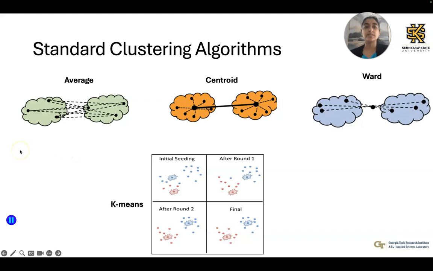We have compared some of the standard clustering algorithms of SAS Enterprise Miner. We considered average, centroid, Ward, and k-means. The drawback of these is that they are very sensitive to the similarity matrix between all pairs of the clusters, and the outliers and noise in the data set could affect the clusters which are formed, and they are not optimal clusters.